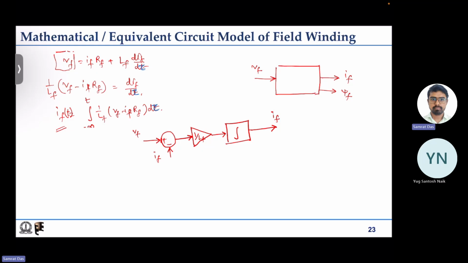So integration is the only dynamic operation that you are doing. Otherwise, all the operations are simple: this IF will be multiplied by this resistance RF, and this becomes your system. If you want to solve for psi, you can simply multiply it with LF and you will have your psi F. So those are the two outputs that you want. Okay, psi F can be obtained by this.